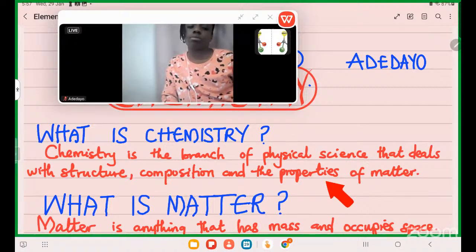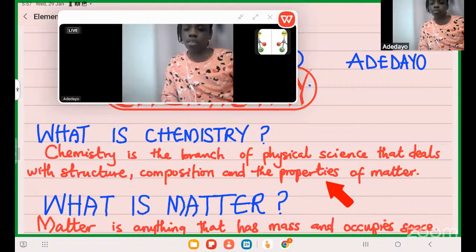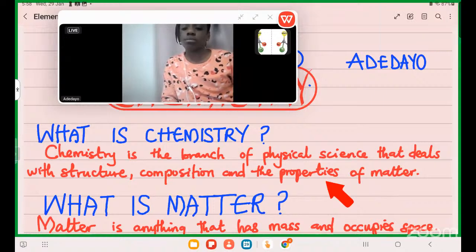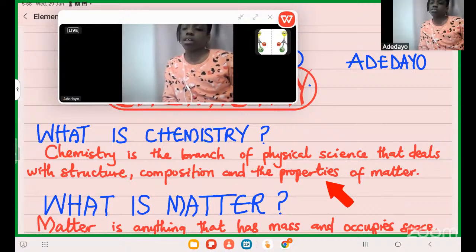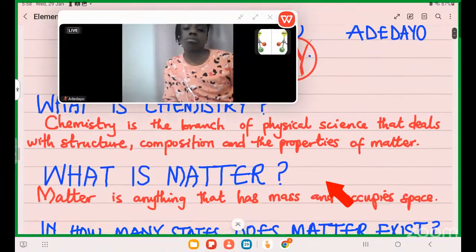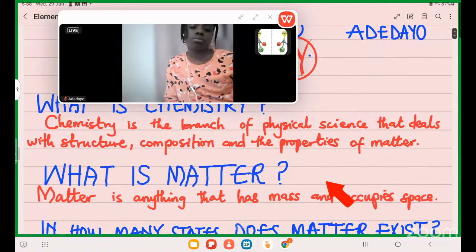Do you remember what matter is? Can you tell me what matter is? It's anything that holds mass and takes up space, and occupies space. That's good. So that is what matter is. That we learned in the previous lesson.